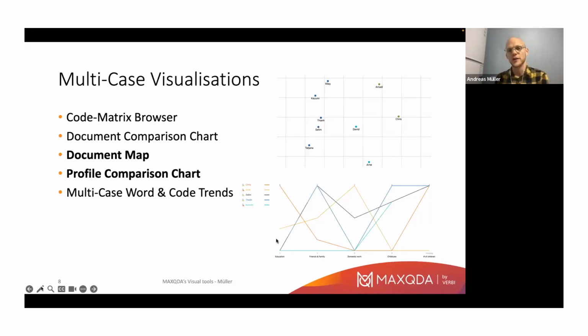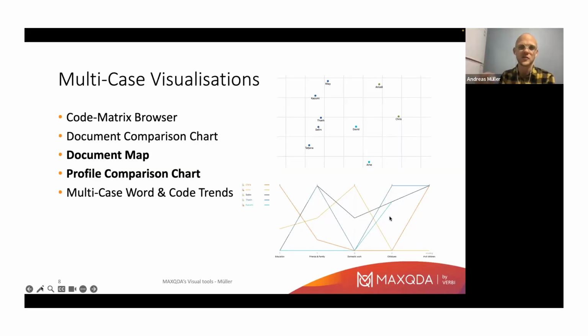The profile comparison chart looks a little bit different to the word and code trends. On one hand, it also visualizes code trends, but it also allows you to visualize other variables. So here, for example, we have the variable, how many children does someone have? And then we see here, how much do they talk about childcare? So we see here that one person, I think it's Selim, talks about childcare 4 times and also has 3 children. And then another person here talks about childcare about 3 times, also has 3 children.